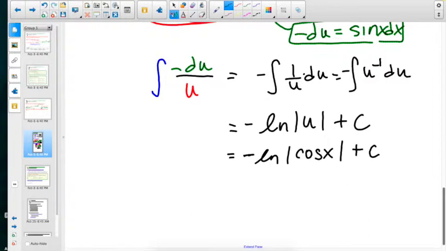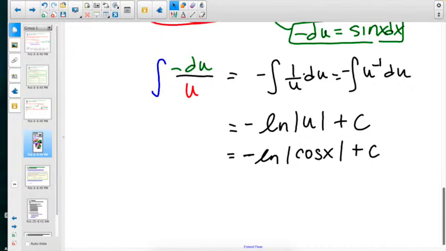Okay? Doing okay so far? So at least that integration wasn't too bad. Or that anti-differentiation.